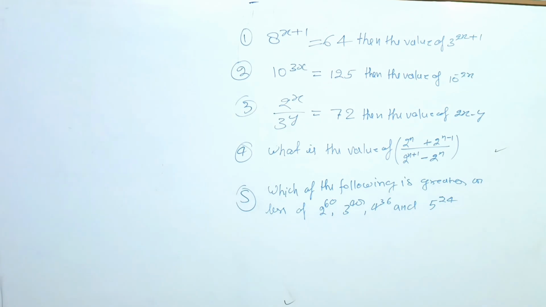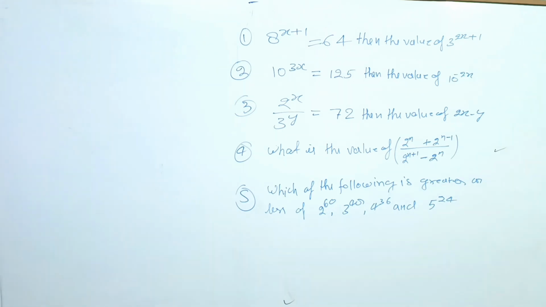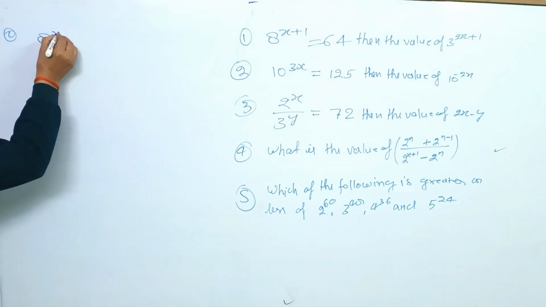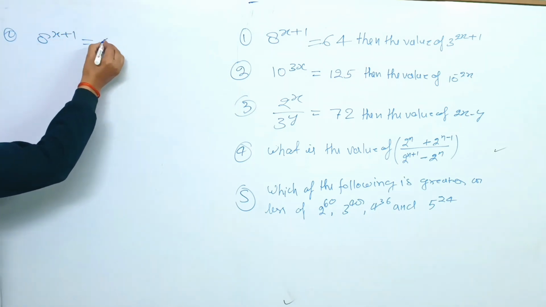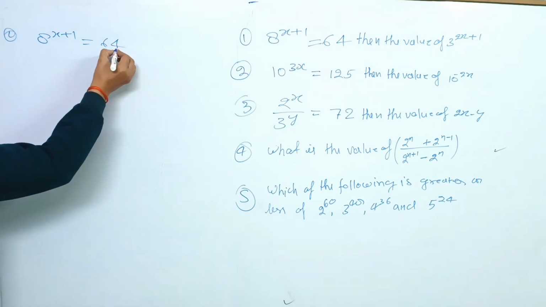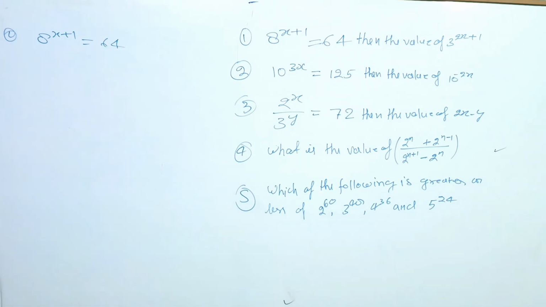The first problem is: if a to the power x plus 1 is equal to 64, then find the value of 3 to the power 2x plus 1. Here the first question gives a to the power x plus 1 equal to 64.